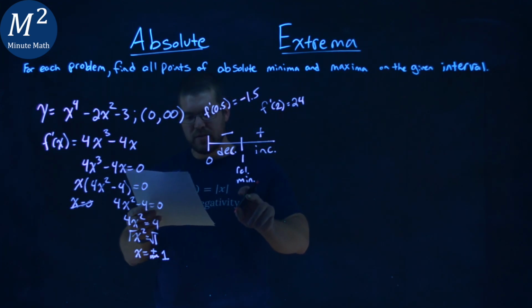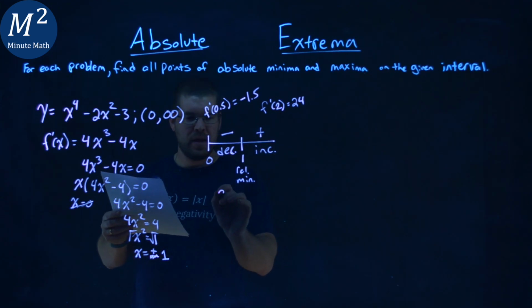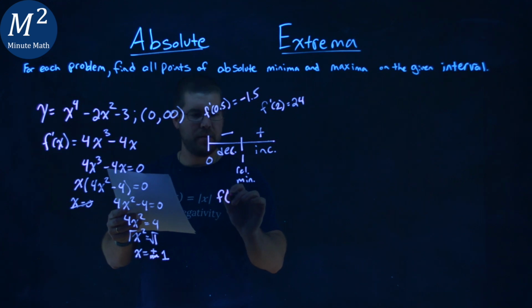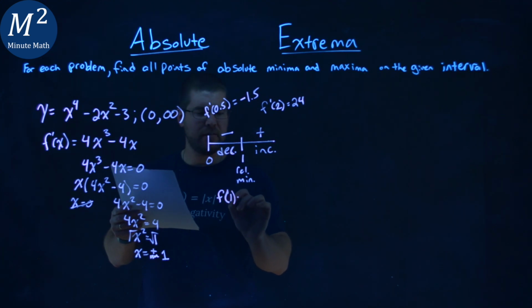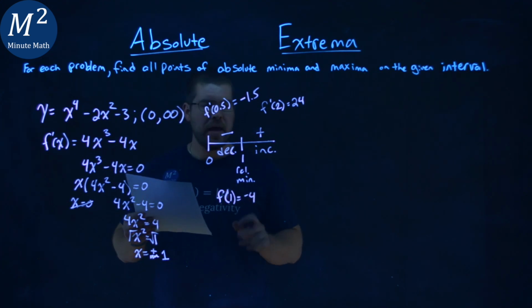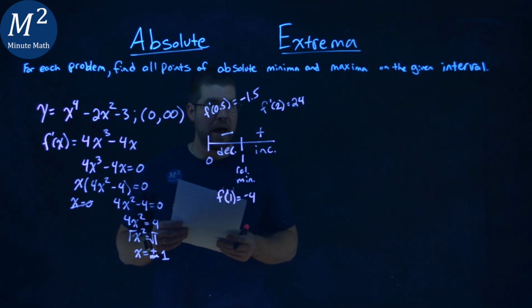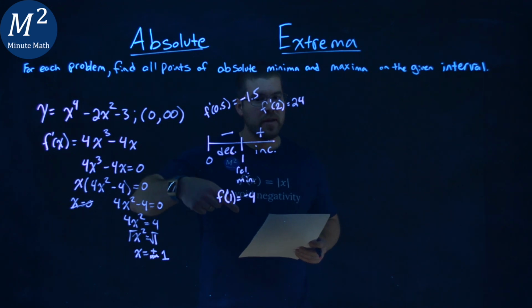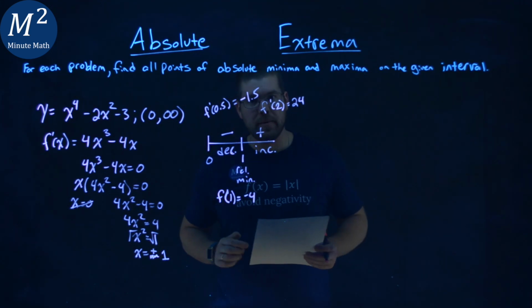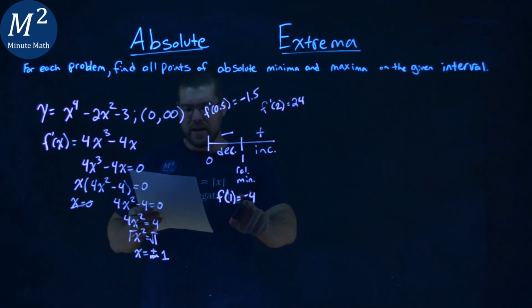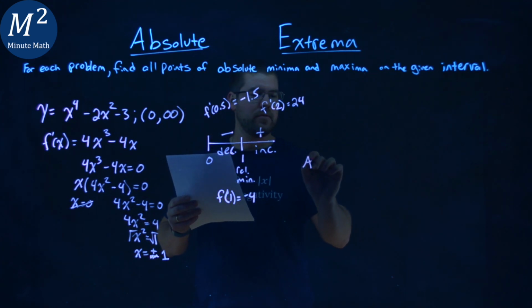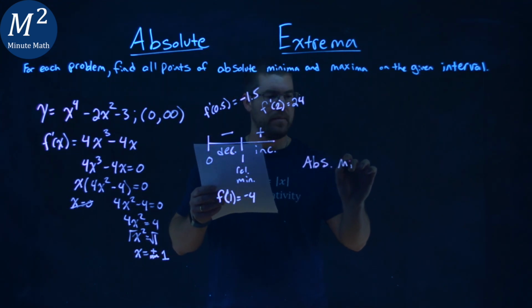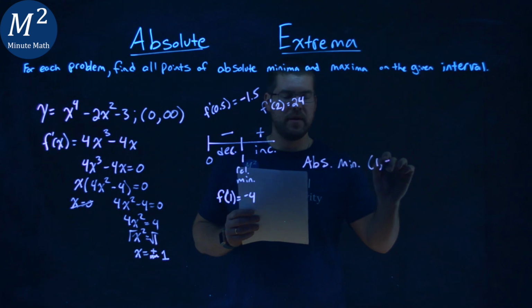So I just need to check this f of 1 here. F of 1 at that value here is a -4. And we know that's actually the absolute minimum, because to the left of it we're decreasing down to it, and afterwards we're increasing up to positive infinity. And so that is our absolute minimum. So our absolute minimum here is a 1, -4.